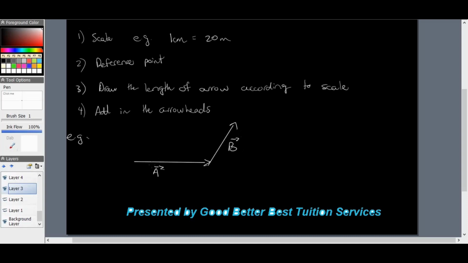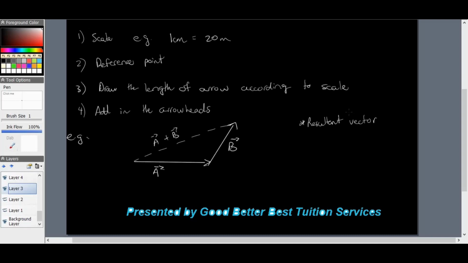Okay. Then if they ask you for something that is called the resultant, or the resultant vector. In this case, if we have a look at this little diagram here, the resultant vector is definitely going to be this line over here, because this dotted line represents vector A plus vector B. That would be the resultant vector.